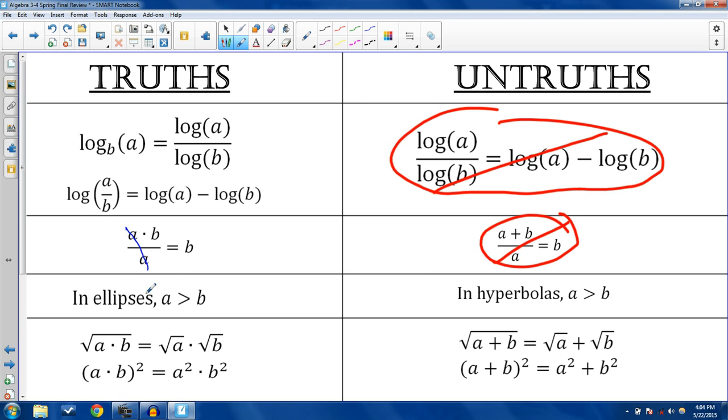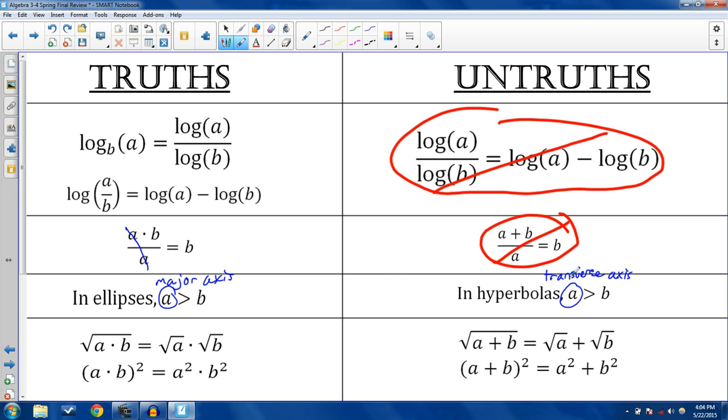Third one, you know your formulas like the ellipse equation, and when you're creating an ellipse equation, your a value will always be greater than your b value. The main reason is that a represents your major axis, and a major axis compared to a minor axis is greater in length. Hyperbolas, a will always refer to your transverse axis, and your transverse axis does not have to be bigger than your conjugate axis.